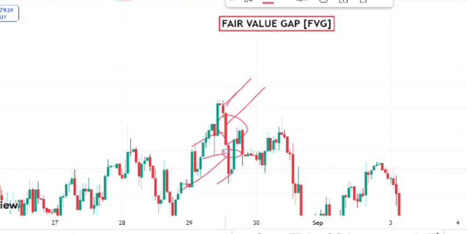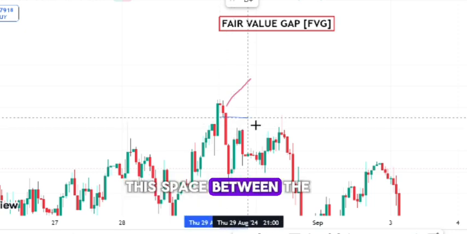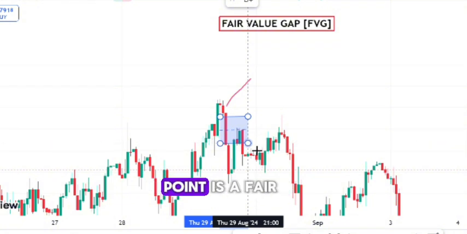Let's identify this. So this is a fair value gap here. This space from here to this point is a fair value gap.